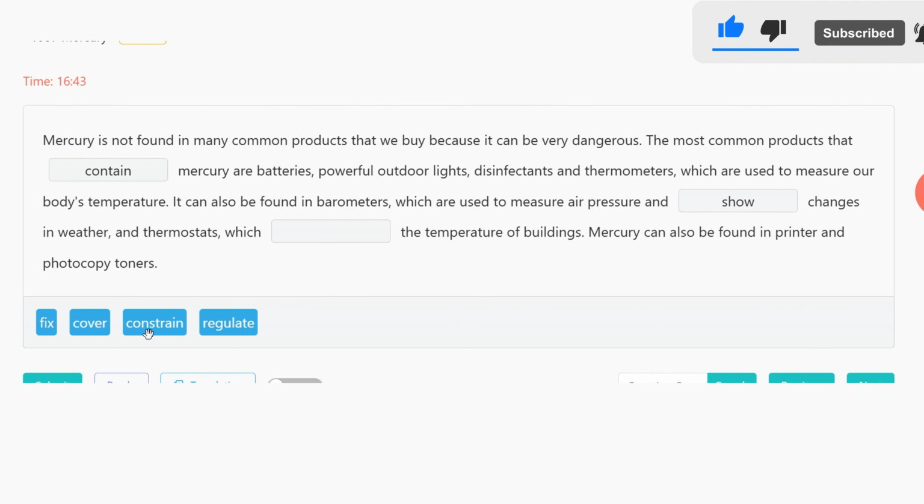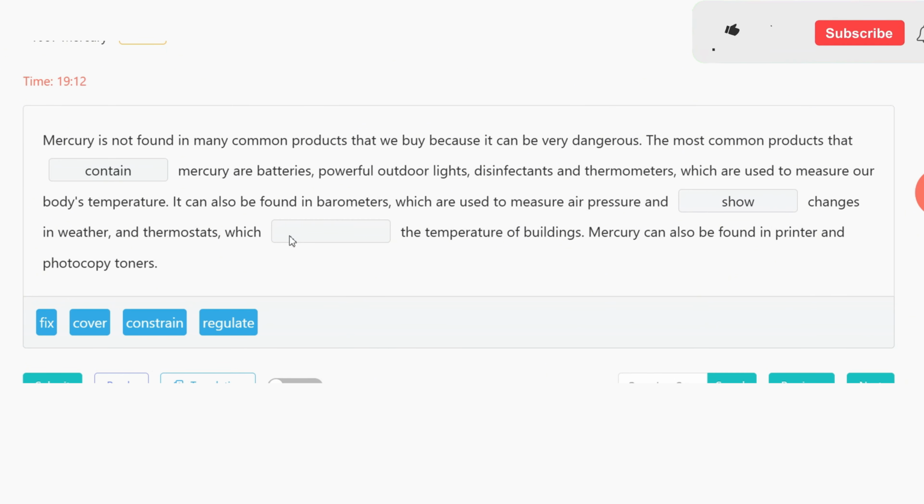Constrain means to restrict or limit, unrelated to displaying information, right? For example, government policies constrain mercury use in industries. Next one is regulate. Regulate means to control, not to indicate or reveal something. For example, thermostats regulate indoor temperature automatically. Okay, so the right option is show, right? Pressure and show. Another rule we all know is that we have a parallel structure here, right? Which are used to measure air pressure and show. So we need the first form of the verb here. We have two verbs, to measure and show. Both are in their base form, right? So this creates a parallel structure.